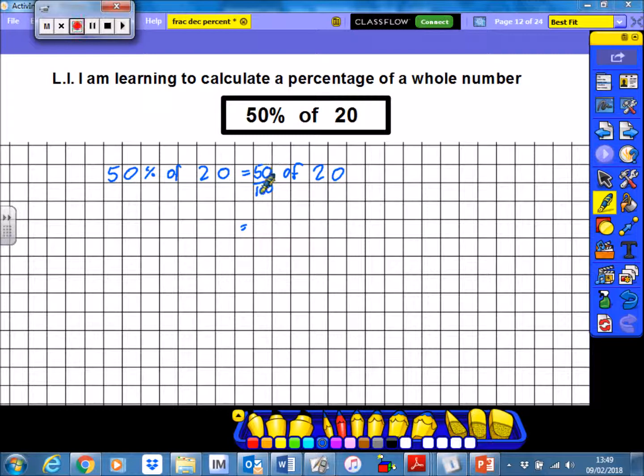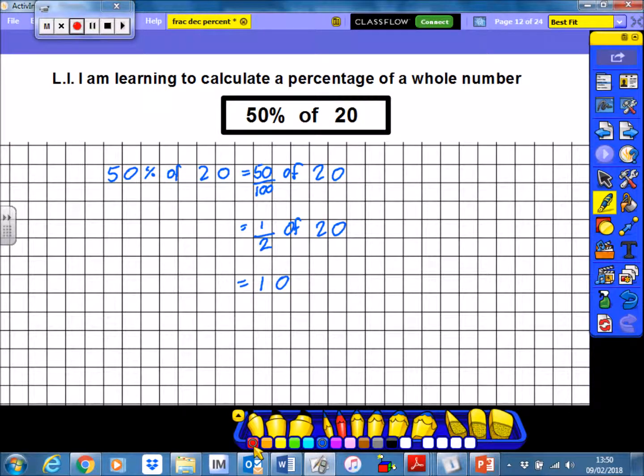So 50 and 100 can be simplified. They're both in the 50 times table. So I can simplify 50 hundredths to a half. So what I'm really being asked, when I'm being asked 50% of 20, is, what's half of 20? And that's a way easier problem. All I need to do is divide by the bottom number. I divide by 2. So the answer is 10.